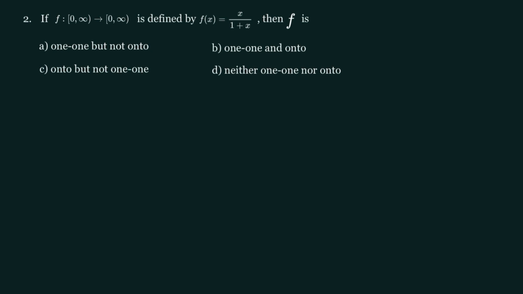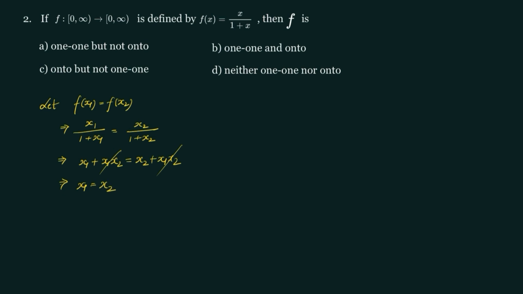So let's check. In order to check whether f is 1-1 or not, let f of x1 equal f of x2. From the definition, if f of x is x over 1 plus x, then f of x1 can be written as x1 over 1 plus x1 equals x2 over 1 plus x2. Let us cross multiply: x1 plus x1 x2 equals x2 plus x1 x2. Here x1 x2 gets cancelled, so we will remain with x1 equals x2.